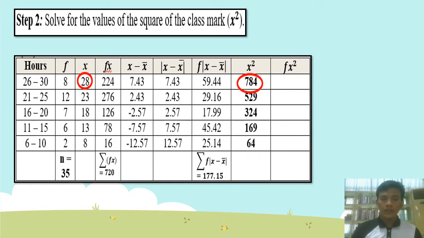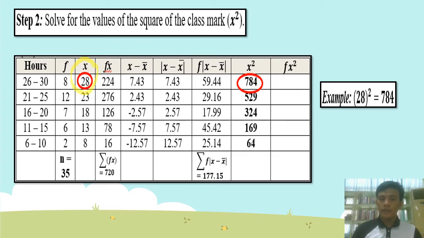So simply, 28 times 28, that will be 784. 23 times 23, or 23 squared, is equal to 529. 18 squared is equal to 324. 13 squared is equal to 169. 8 squared, that will be 64.